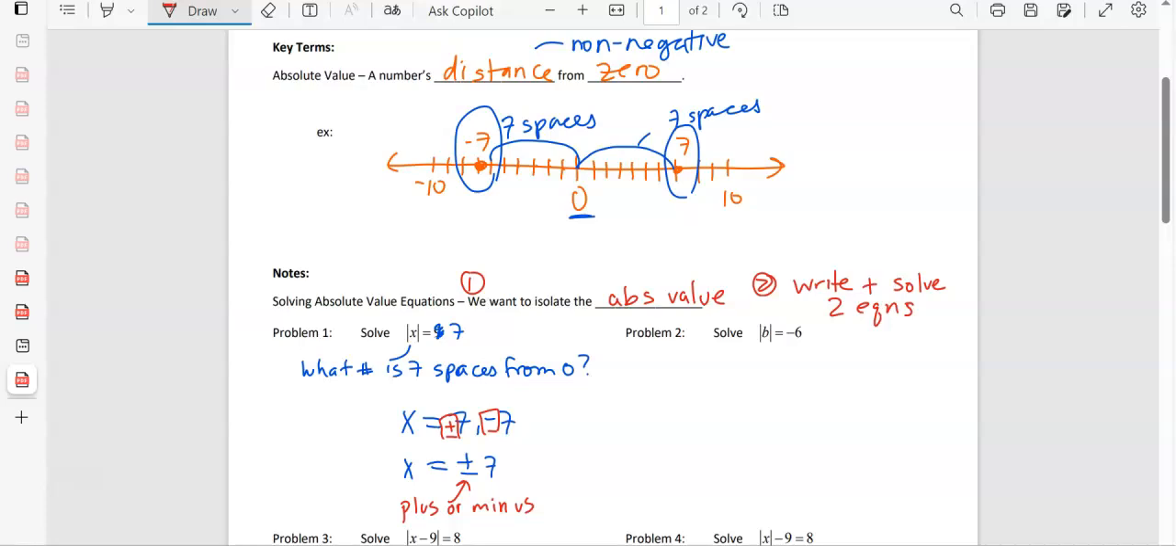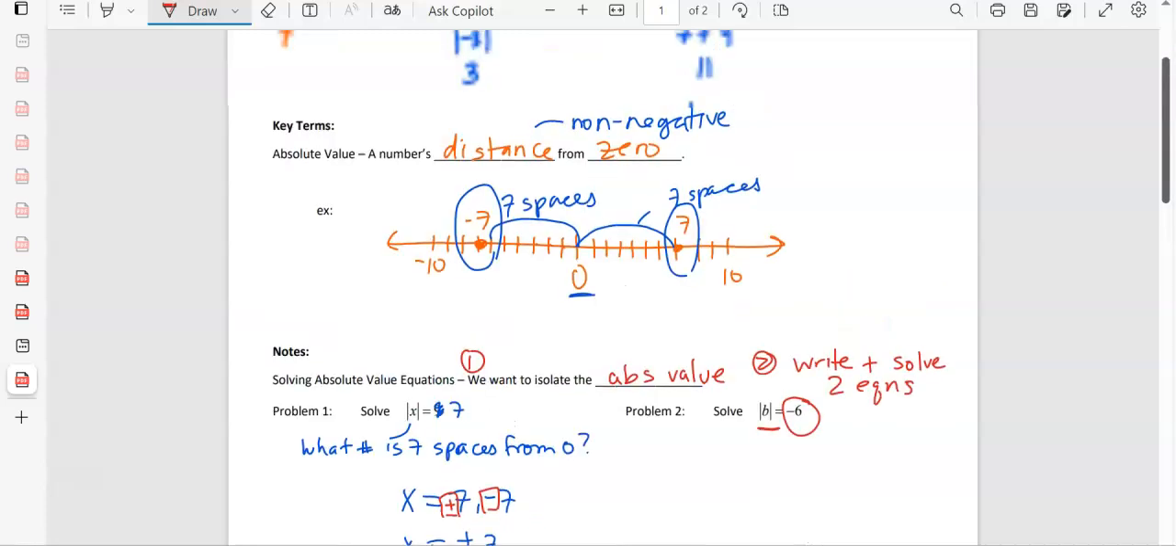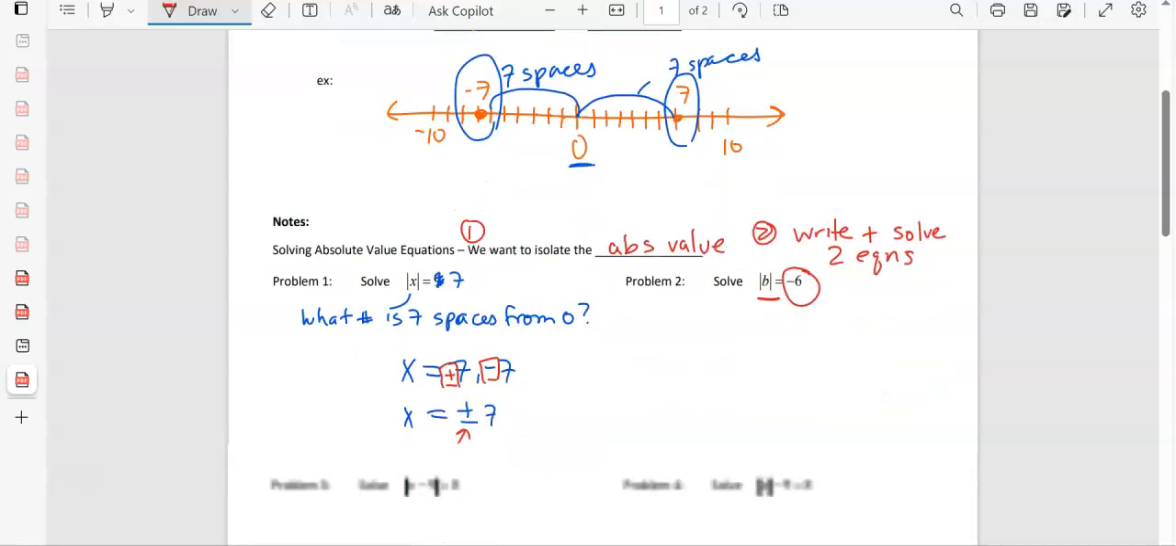We're going to look at those steps in 1 second, but before we do that, I want to look at a slightly different problem in problem number 2. Here I'm asking you what number is negative 6 spaces away from 0. Going back to our definition of absolute value, absolute value is a non-negative number. So this equation here has no solution.